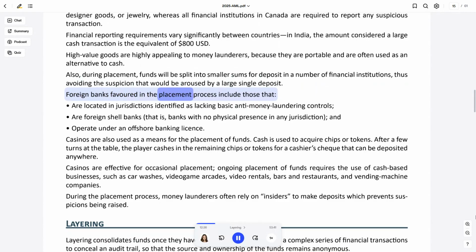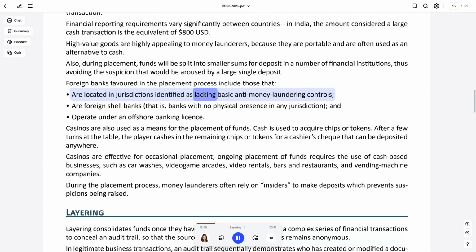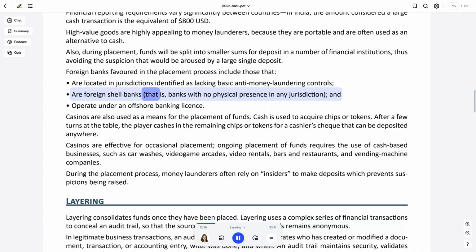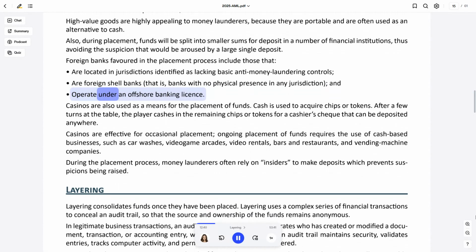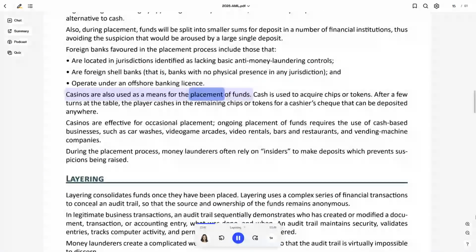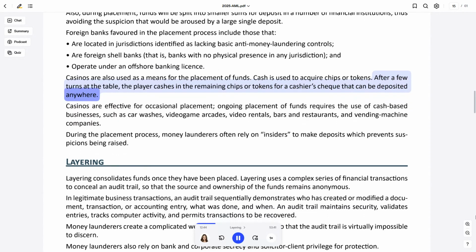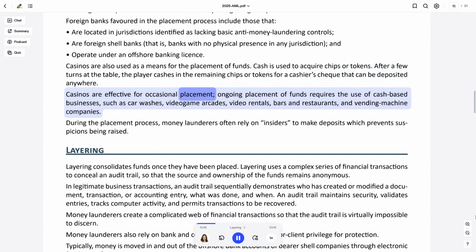Foreign banks favored in the placement process include those that are located in jurisdictions identified as lacking basic anti-money laundering controls, are foreign shell banks, that is, banks with no physical presence in any jurisdiction, and operate under an offshore banking license. Casinos are also used as a means for the placement of funds. Cash is used to acquire chips or tokens. After a few turns at the table, the player cashes in the remaining chips or tokens for a cashier's check that can be deposited anywhere. Casinos are effective for occasional placement.